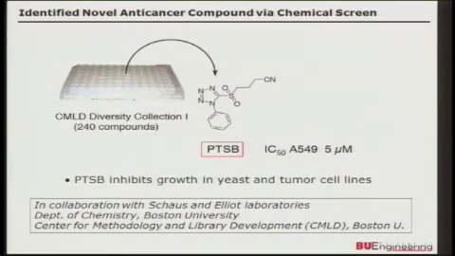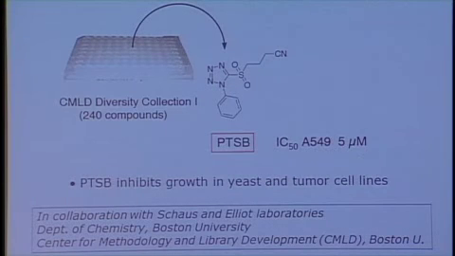And so Tim Gardner ran down the street, went to our chemistry department, and says, guys, we got a challenge here. And he talked to Sean Elliott and Scott Schaus and said, do you guys have anything interesting in your chemical library screen that is doing something funky in yeast? And they said, yeah, we've got this compound PTSB, and it inhibits growth in yeast, but it also inhibits growth in lung cancer cells.